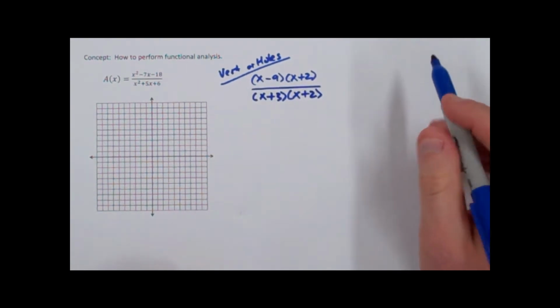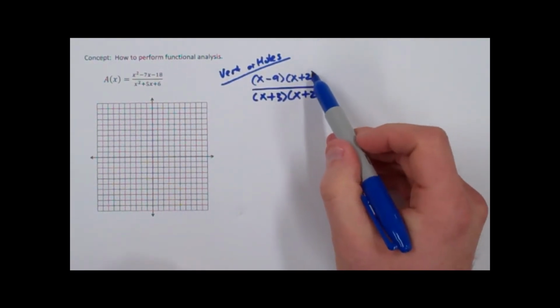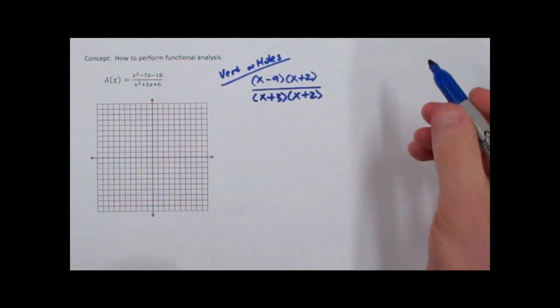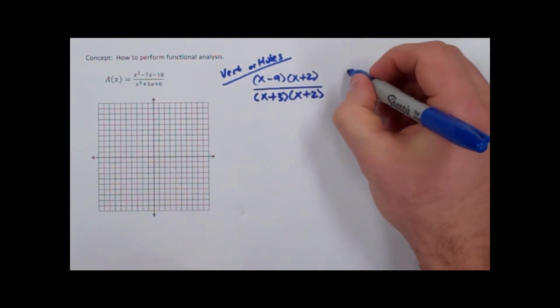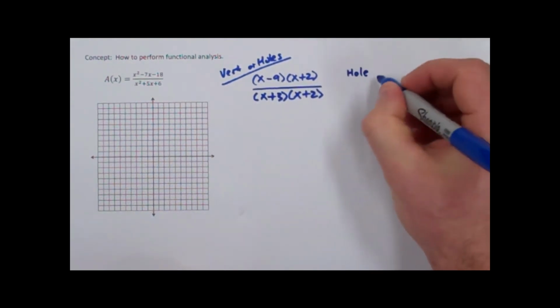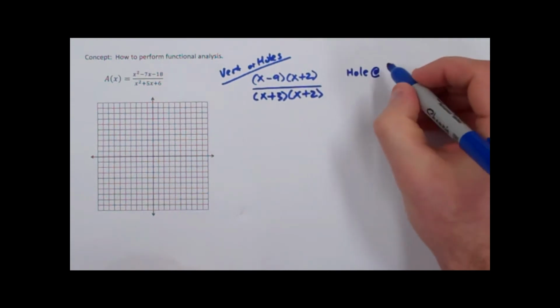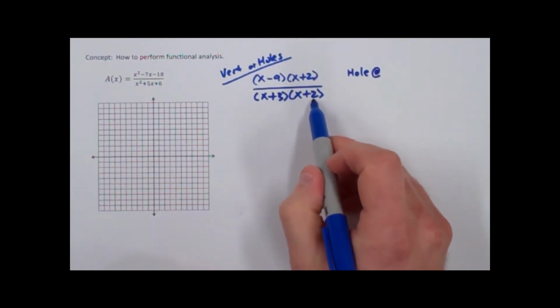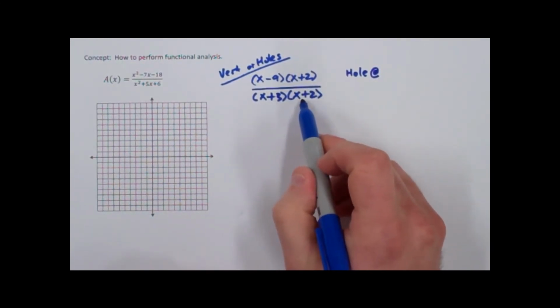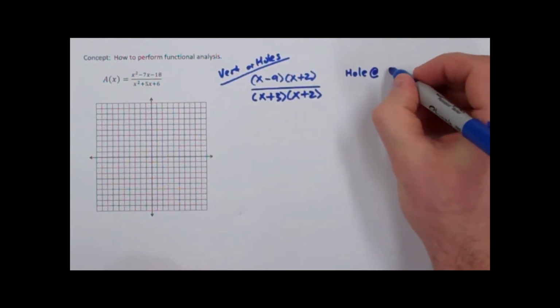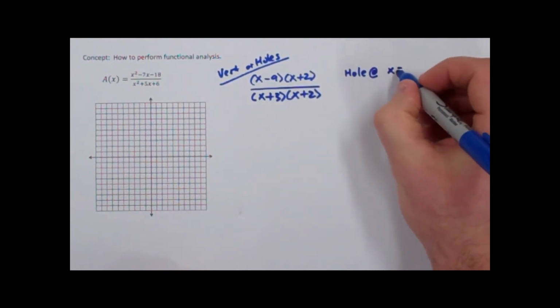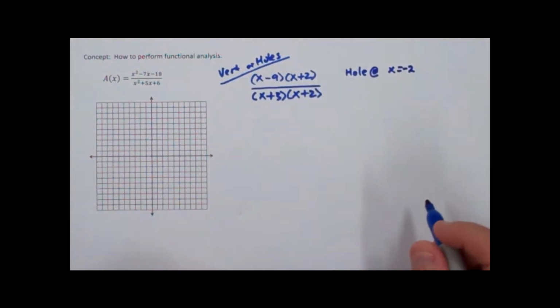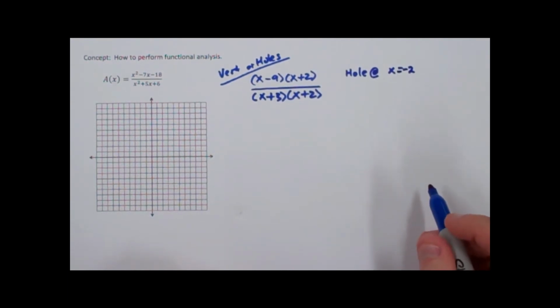We're going to notice a couple things here. One thing we notice is there's the same factor in the top and the bottom, and so we know that this is going to be a point discontinuity or a hole, and it's going to be at the value that makes this factor 0. So you can set that equal to 0 and solve, but we can easily see here that at negative 2 there's going to be a hole.